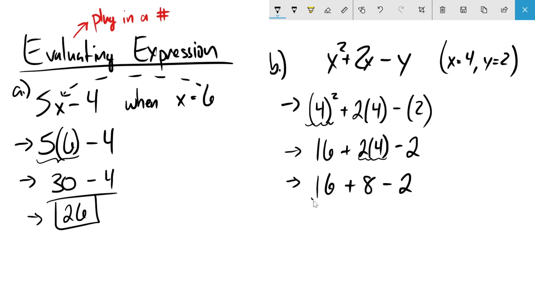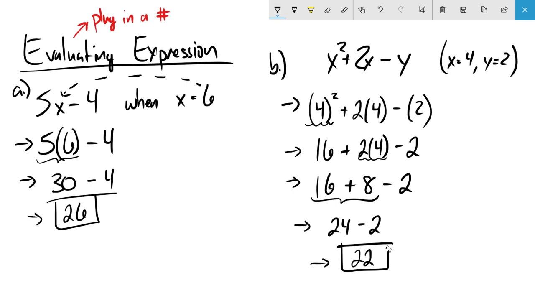So then we should first add. 16 plus 8 is what? 24. And 24 minus 2 is 22. So that would be your solution. Okay. All right. Questions on that one? Everybody feel okay with that?